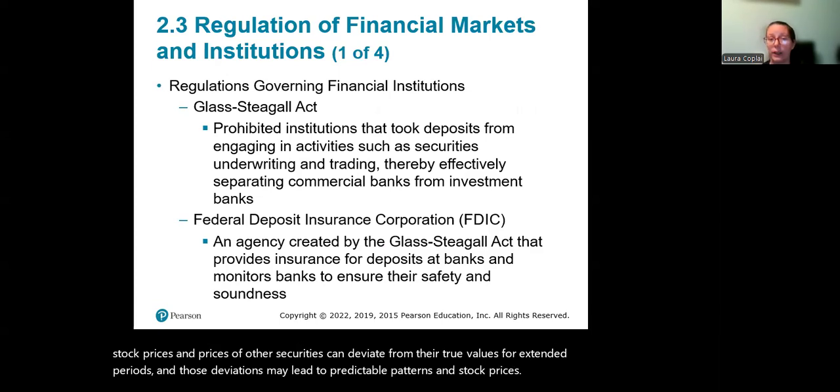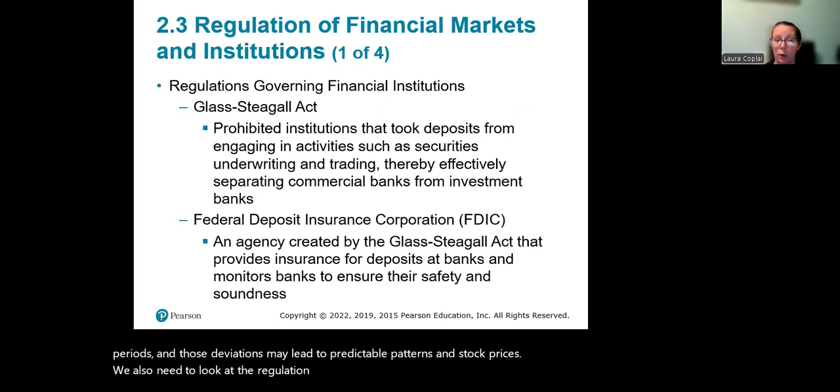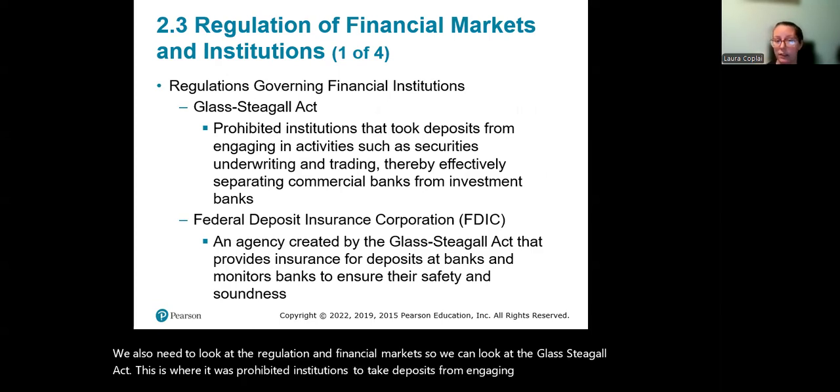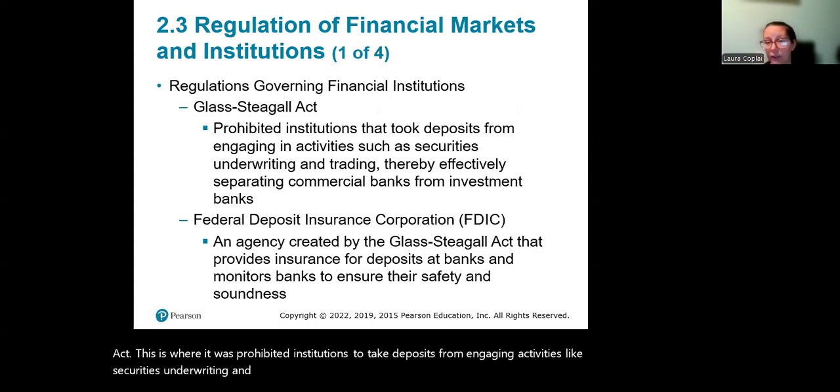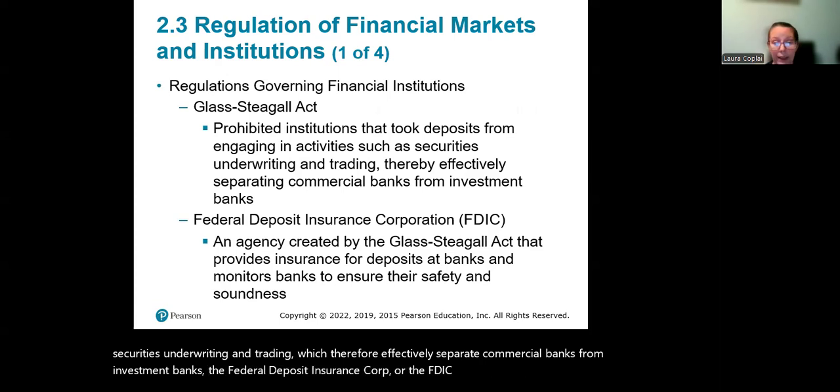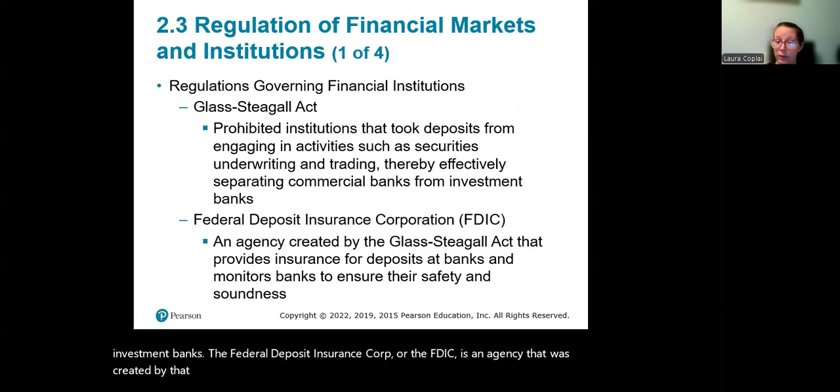We also need to look at the regulation in financial markets. So we can look at the Glass-Steagall Act. This prohibited institutions that take deposits from engaging in activities like securities underwriting and trading, which effectively separated commercial banks from investment banks. The Federal Deposit Insurance Corp, or FDIC, is an agency created by the Glass-Steagall Act that provides insurance for deposits at banks and monitors banks to ensure their safety and soundness.